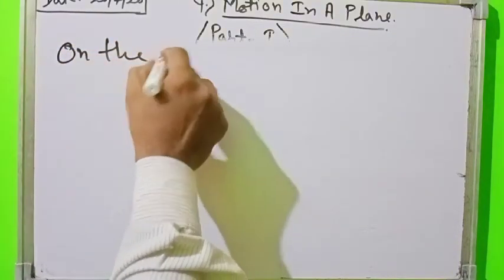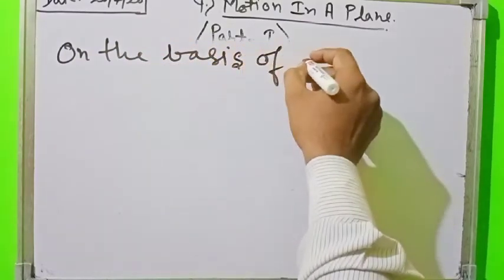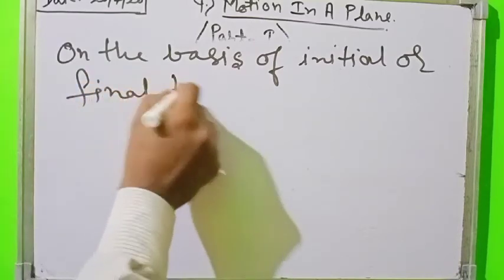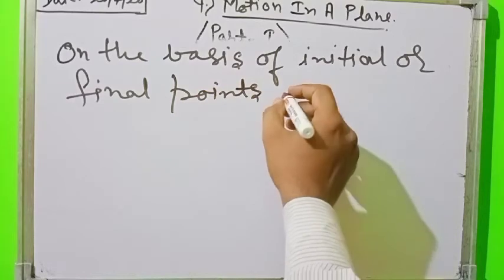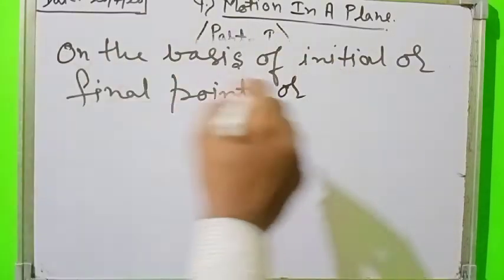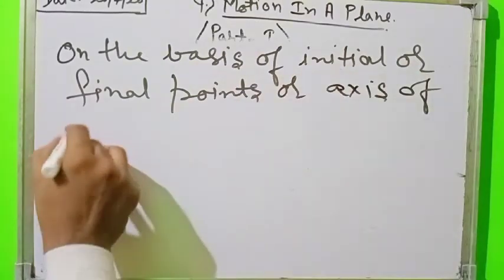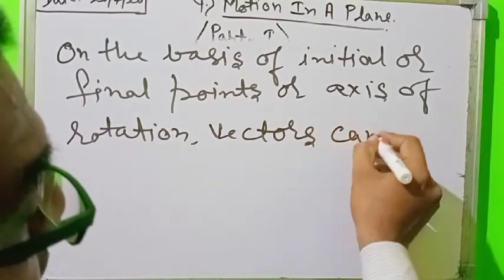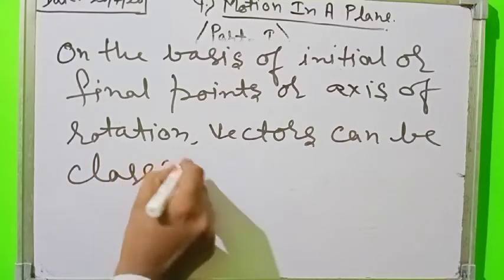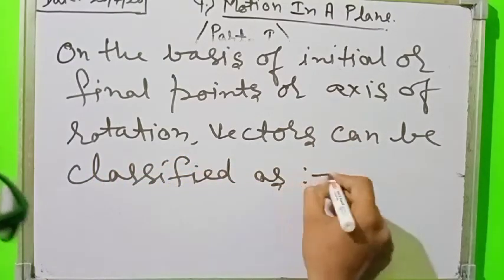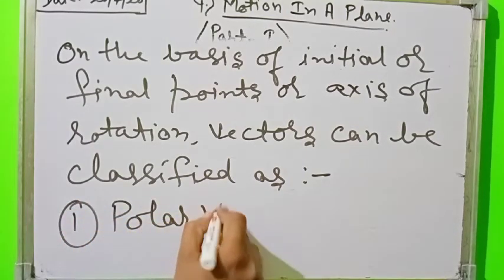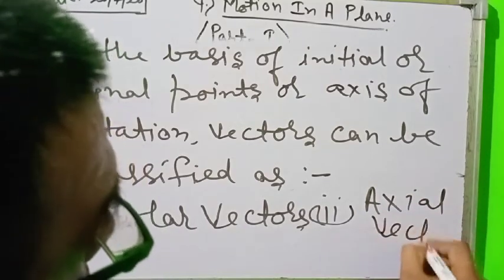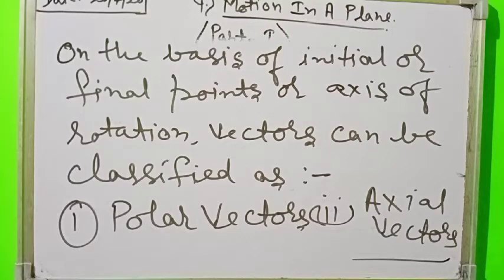On the basis of initial or final points or axis of rotation, vectors can be classified as: first one is polar vectors, and second one is axial vectors. First one is polar vector and second one is axial vectors.